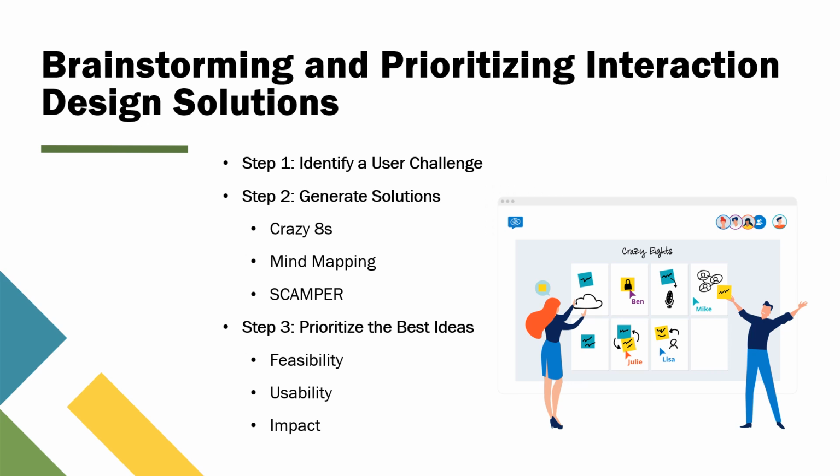And then the third step is to prioritize the best ideas. Now, after brainstorming, you want to evaluate your ideas based on feasibility, usability, and impact. So, feasibility, when we talk about that, it's like, can we realistically implement this interaction within our website's constraints? Usability is, will this solution make navigation easier, say, for our users?